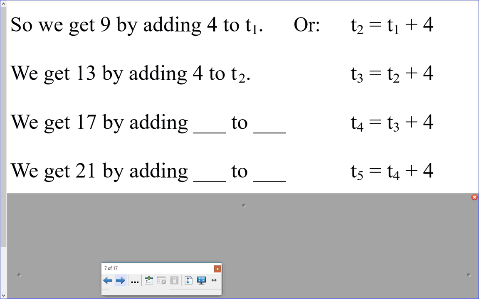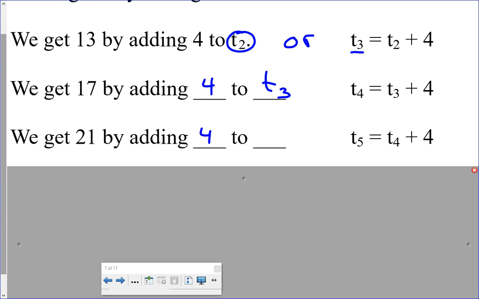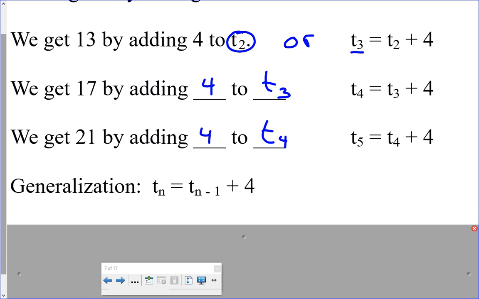So we can get 9 by adding 4 to the first term, or that the second term is the first term plus 4. We get 13 by adding 4 to the second term, or that the third term is the second term plus 4. We get 17 by adding 4 to the third term, or that T4 is equal to 4 plus the third term. We get 21 by adding 4 to the fourth term, or that T5 is equal to the fourth term plus 4. So if we generalize that, we get the nth term is the n minus 1 term plus 4.